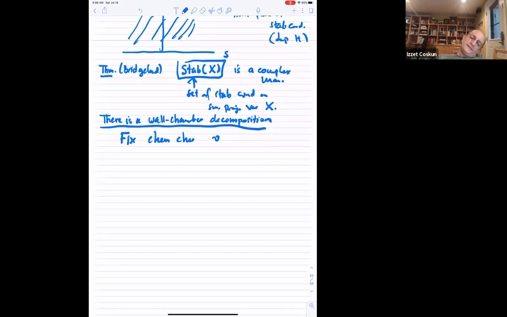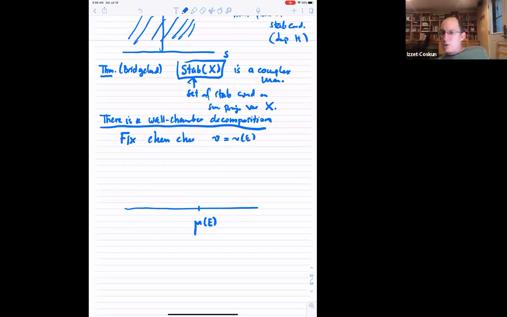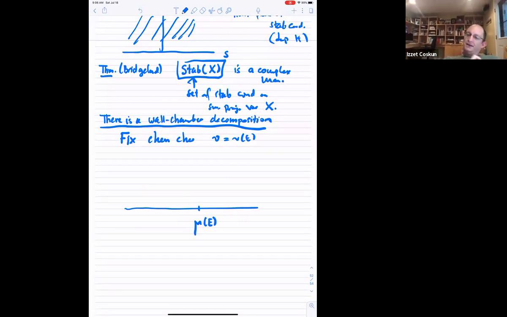What you could do if you fix a Chern character, say this is V of E, here is the slope of E, is that there are chambers. Sorry, there's a question. Is this a complex slice in the moduli space? Yes, it is a complex slice. All right, so there is a wall and chamber decomposition, and let me draw it suggestively.